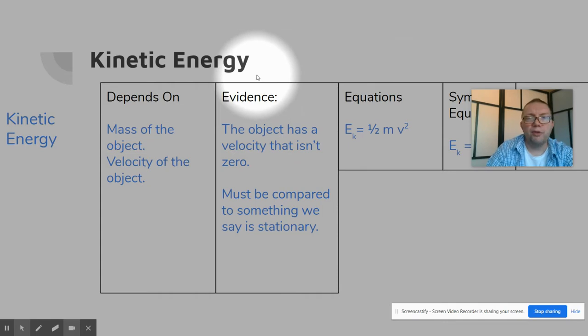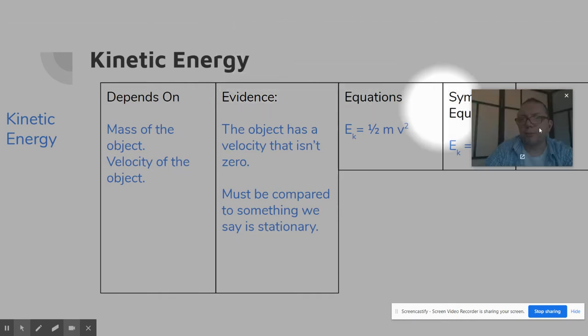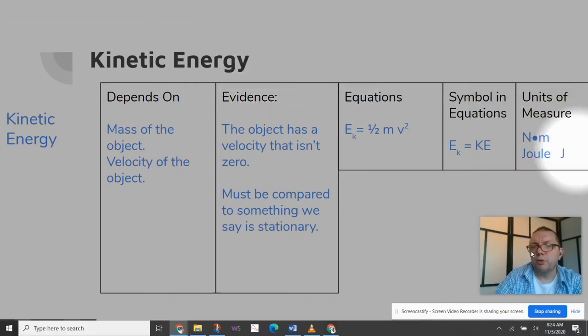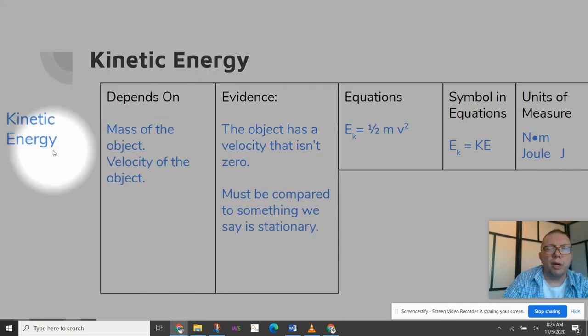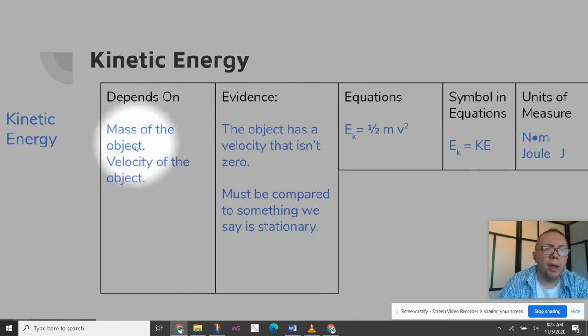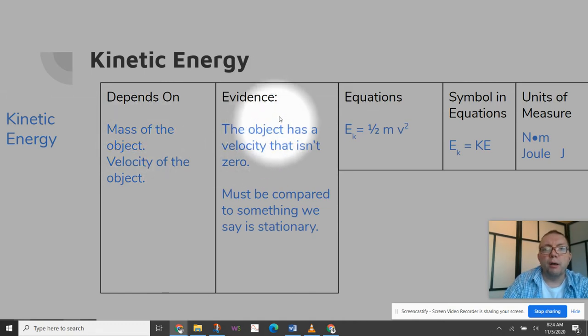One of the first types of energy that we'll talk about here is kinetic energy. So, kinetic energy is what we often talk about as moving energy. With kinetic energy or moving energy, it depends on a few things. It depends on the mass of the object, and it depends on the velocity of the object. Those are the things that it really depends on. We have evidence that there is kinetic energy if we are looking at a scenario and we're trying to determine if kinetic energy is present. Well, the object must have a velocity that's not zero.